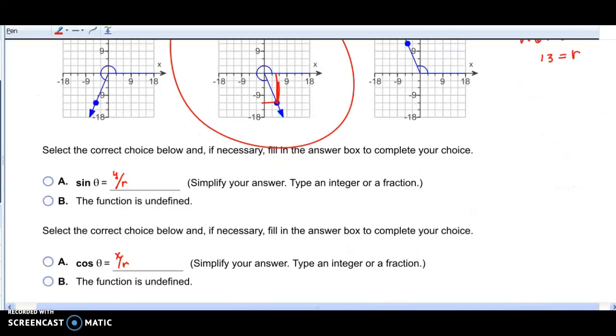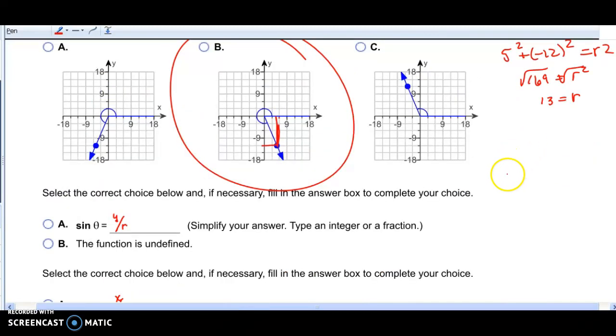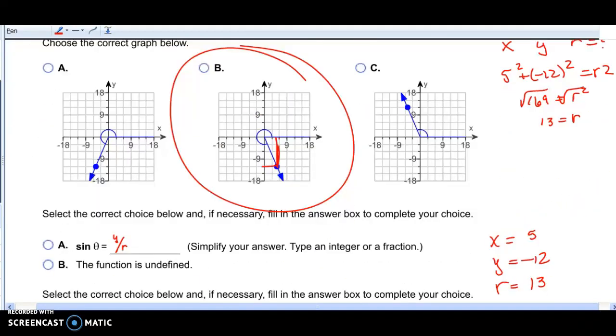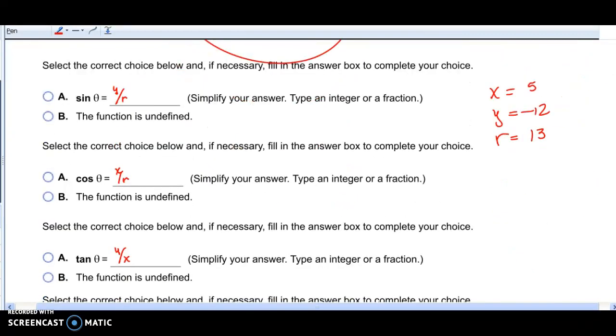With those values, we can set up our 6 trig functions using x, y, and r. r is 13, x was 5, and y was negative 12. Make sure that's right. Yeah. You have to have this part memorized: what sine, cosine, and tangent are in terms of x, y, and r. So sine is going to be negative 12 over 13. Cosine is going to be 5 over 13. Tangent is going to be negative 12 over 5.